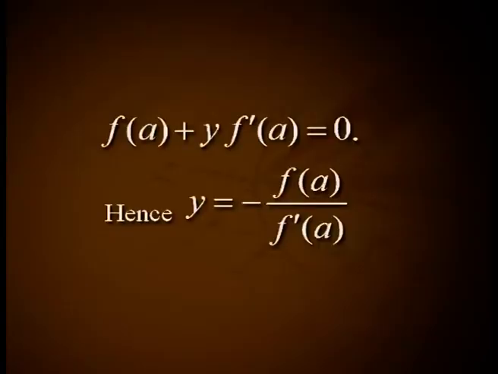Neglecting them, we see that approximately f(a) + y f'(a) = 0, hence y = -f(a)/f'(a). This determines y, which added to a gives a better value of the root. Taking a + y as the new approximate value of the root, the above process can be repeated to find a still better value of the root and so on.